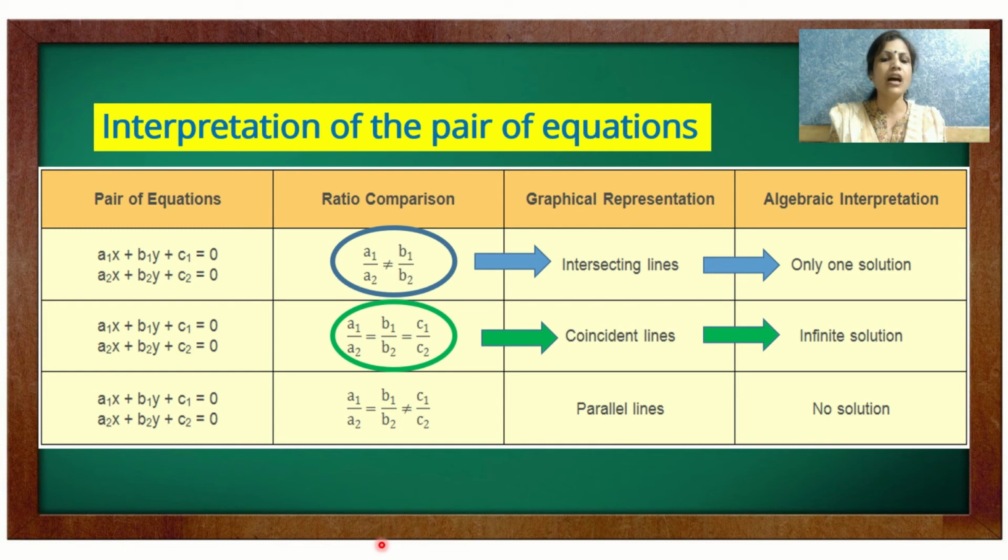And if we get our ratios in this manner, A1 upon A2 is equal to B1 upon B2, but it is not equal to C1 upon C2, then on the graph we will get parallel lines. That means the given pair of linear equations do not have common solution. So this is the note for you, and based on this note, now we will solve our sum.